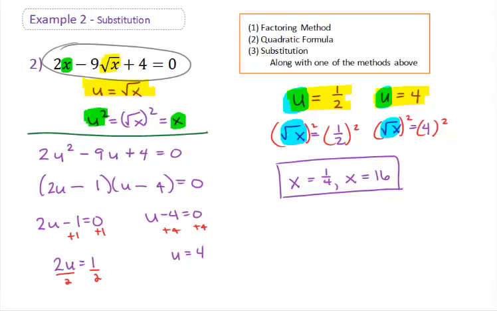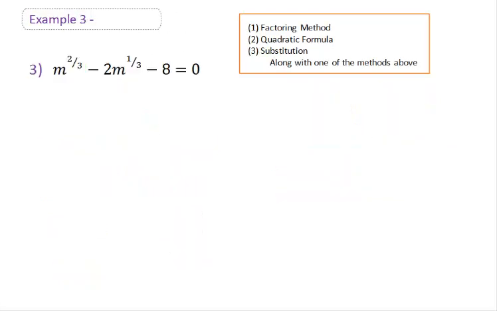Okay, let's look at another example. m to the 2/3 minus 2m to the 1/3 minus 8 is equal to 0. Go ahead and pause the video and see if you can work this one on your own. Now, I'm going to do this one using the quadratic formula, but if you did it using the factoring method, then I will show you those steps here in a second.